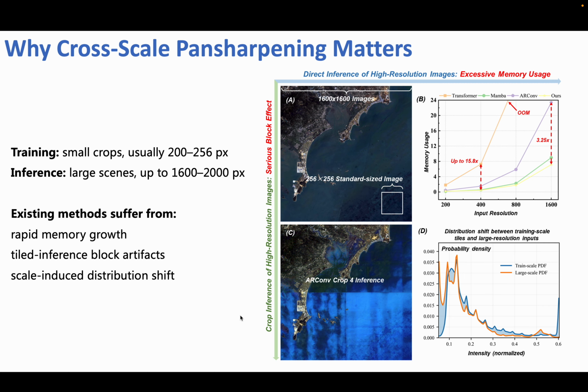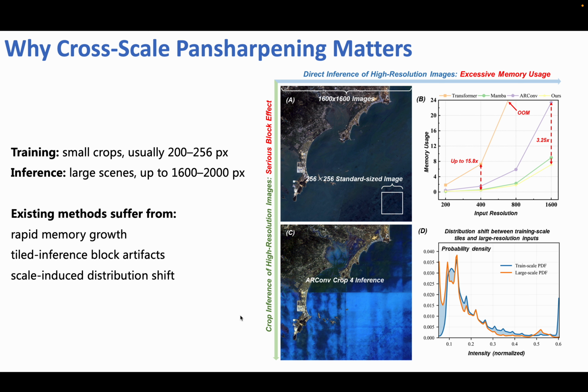In this work, we focus on a practical but underexplored problem: how to make pansharpening models generalize from small training crops to large, real-world satellite images. Most existing pansharpening methods are trained and evaluated on fixed low-resolution crops. However, real satellite images are much larger. This creates a clear train-test scale gap.